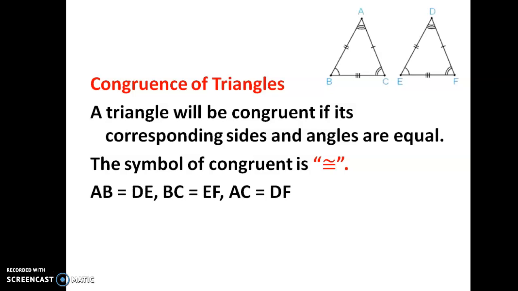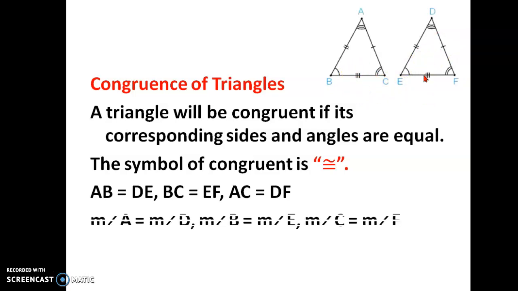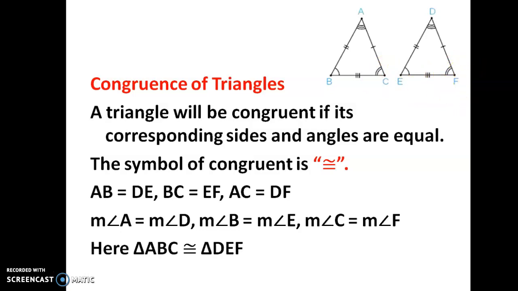In this figure you can see AB is equal to DE, then AC equals DF, then BC is equal to EF. Similarly for angles, m means measure: the measure of angle A is equal to angle D, the measure of angle B equals angle E, and angle C is equal to angle F. So all three sides and all three angles are equal, and we can say these two triangles are congruent.